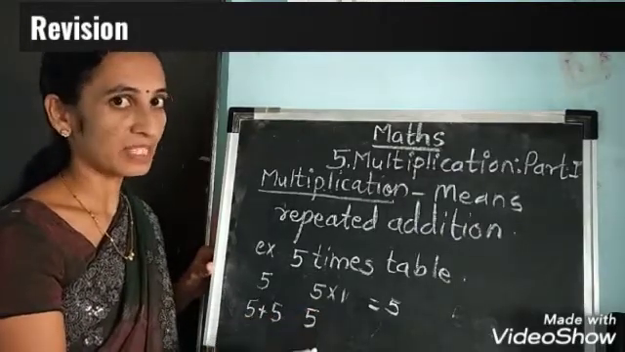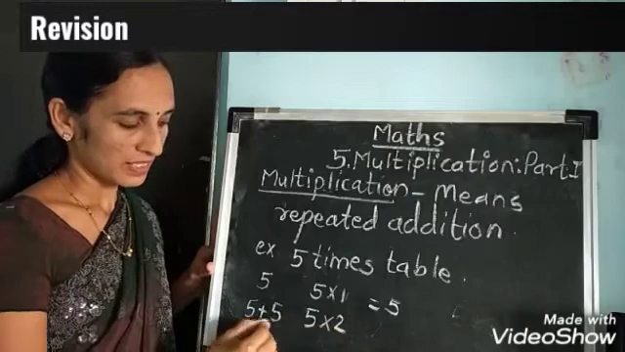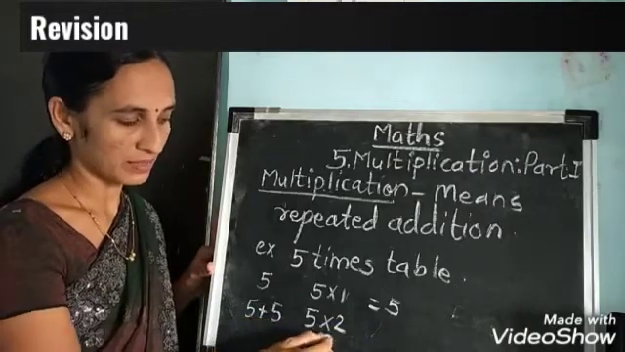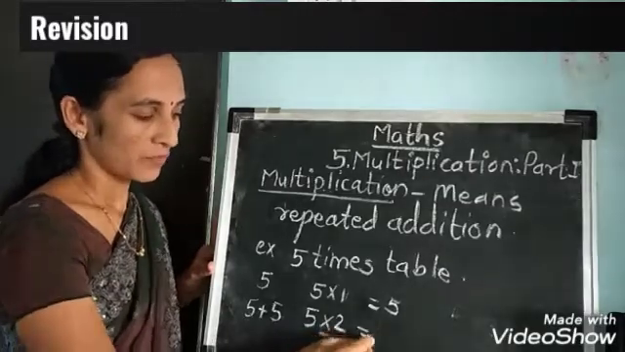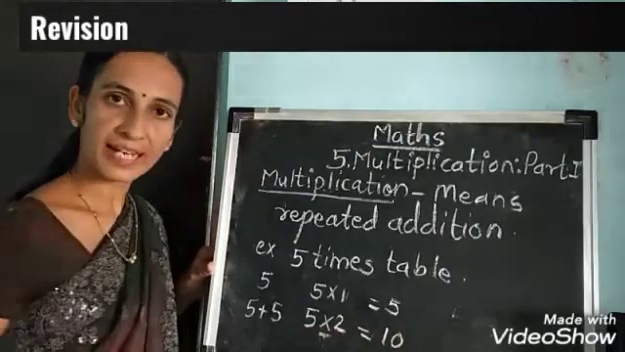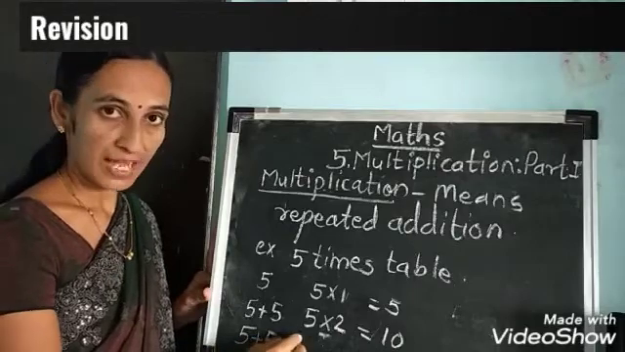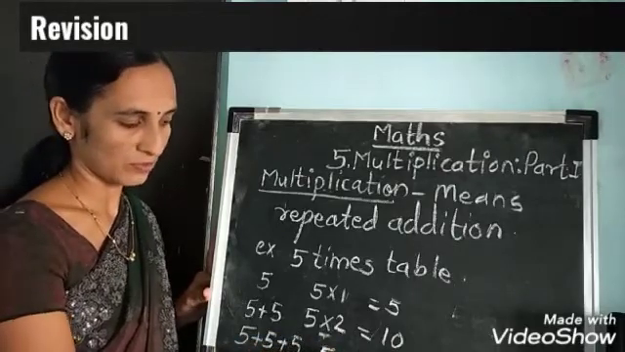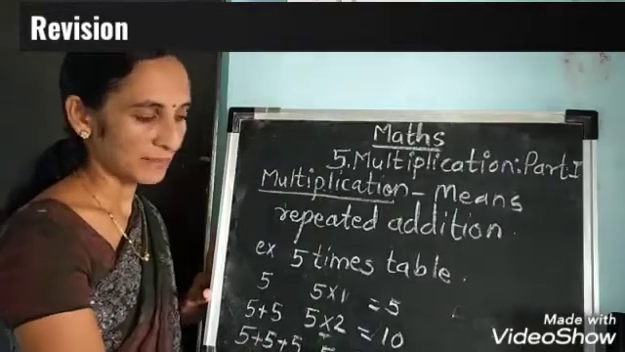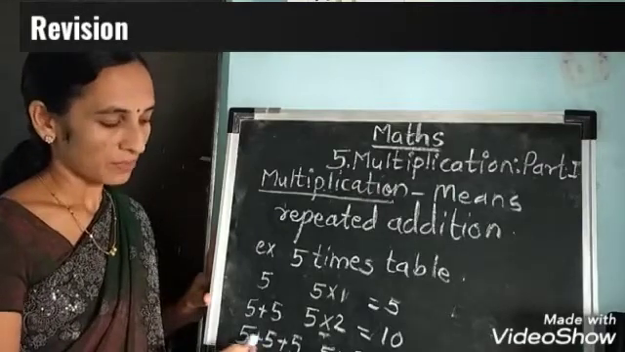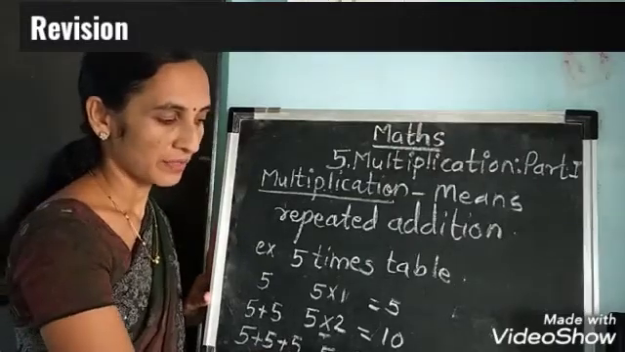When we say the word times, that means multiplication. 1, 2 times I have added 5. That means repeated addition means multiplication. And this is the symbol used to show multiplication. 5 2s are 10. Okay. Now 3 times we will see. 5 plus 5 plus 5, 3 times I have added. So 5 multiplied by how many times? 1, 2, 3. 3 times I have added 5. 5 plus 5, 10, plus 5, 15. That means 5 3s are 15.